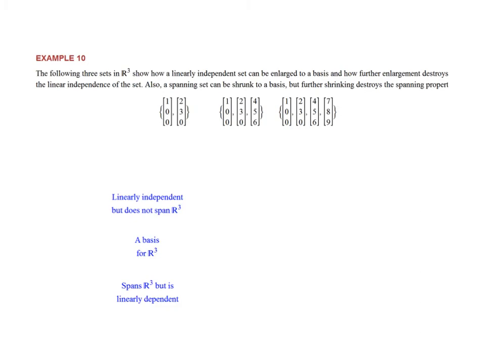All right, and then finally we get one more example. This one, there's not a lot of work to do here. We'll kind of treat it as a matching example. And it says the following, we have 3 sets in R3. And if you notice, they're similar. The first set, the second set adds on a vector. The third set adds on one more vector. They show how a linearly independent set can be enlarged to a basis, and how further enlargement, and I love the use of the word destroys, it destroys the linear independence of the set. A spanning set can be shrunk to a basis, but further shrinking destroys the spanning property.